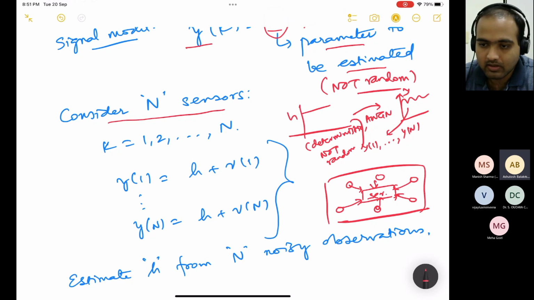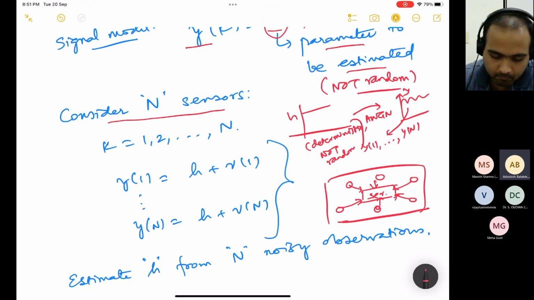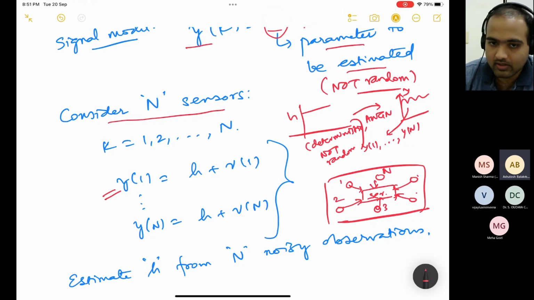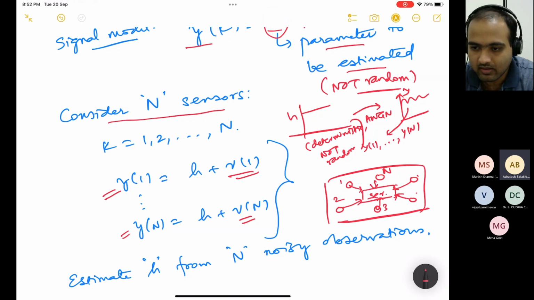It can happen that some of the sensors are not accurate, whereas some sensors are accurate. So if you consider this, y1 comes from sensor 1, then sensor 2, sensor 3, and so on up to sensor n. So y1 is sensing the parameter h plus having some noise v1. Similarly, y2 is h plus v2, and so on, yn is h plus vn. So each sensor is sensing the same parameter, but is being influenced by the additive noise differently.